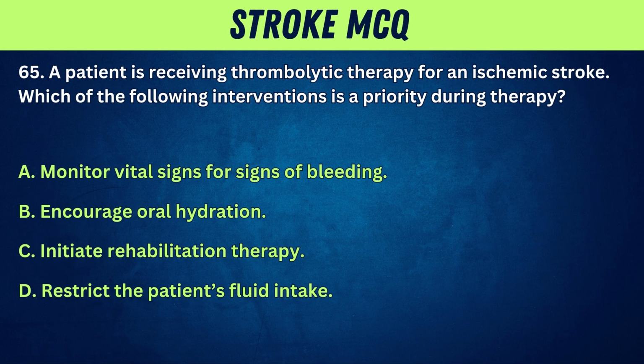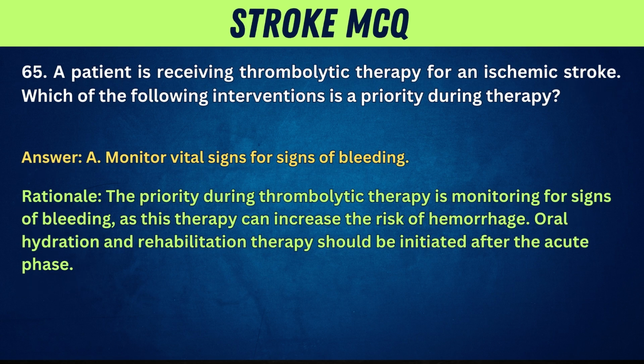65. A patient is receiving thrombolytic therapy for an ischemic stroke. Which of the following interventions is a priority during therapy? A. Monitor vital signs for signs of bleeding. B. Encourage oral hydration. C. Initiate rehabilitation therapy. D. Restrict the patient's fluid intake. Answer: A. Monitor vital signs for signs of bleeding.